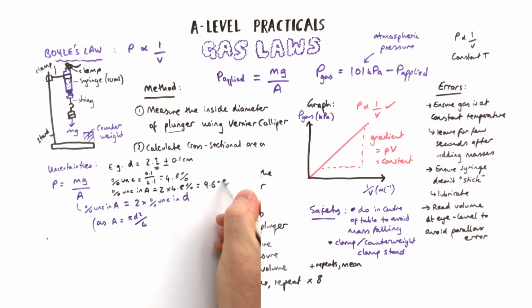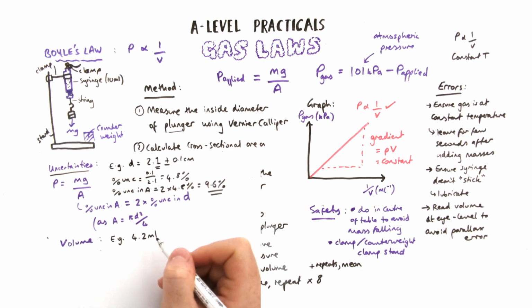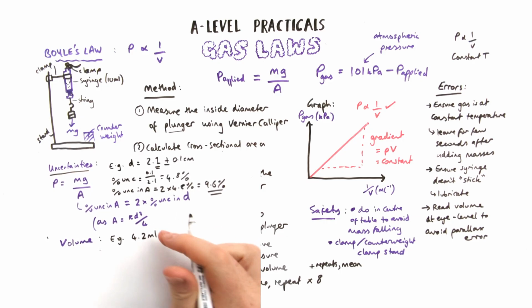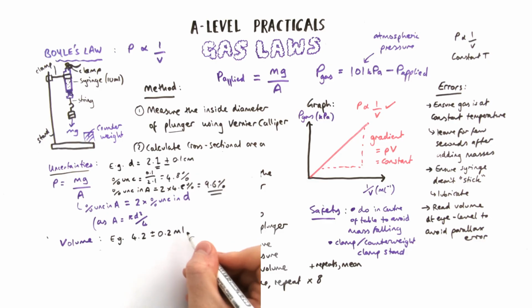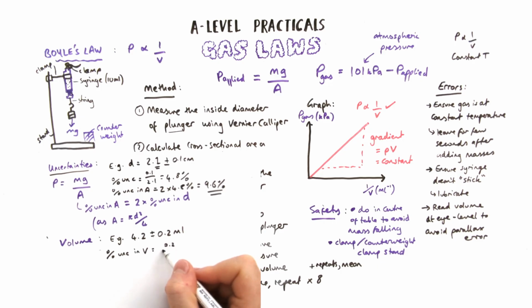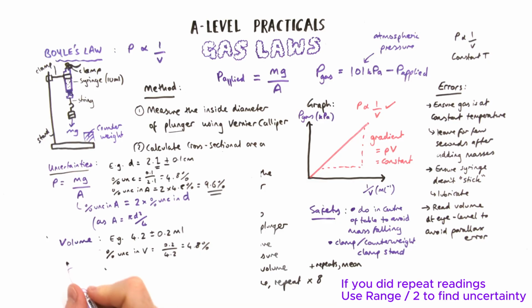What about the volume? There are no calculations to make. However, we are reading off the side of a syringe, and the syringe has a resolution. Let's say, for example, we had a reading of 4.2 milliliters, which if we started at 4 is not unreasonable. That would be plus or minus, let's say, 0.2 milliliters. You'll have to check your syringe for this one. Some of them go up in 1 milliliter, some in 2 milliliters, some in 0.1s, 0.2s. It just depends. So as an example, the percentage uncertainty in the volume is the uncertainty 0.2 divided by the value 4.2, which again gives us a percentage uncertainty of 4.8%.